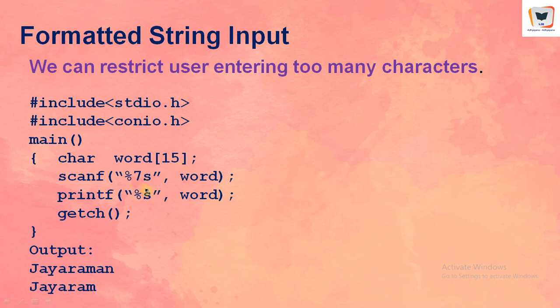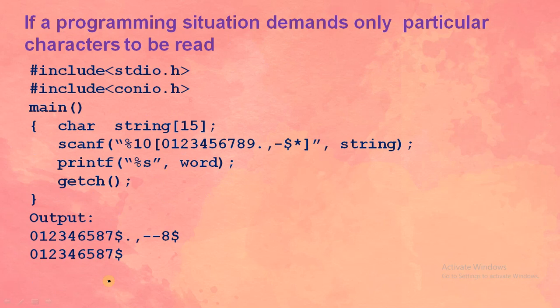If such is the situation, then it is pertinent to place 7 over here, and whatever the number that we want to restrict. If the user tries to enter more than 7 characters, it does not take. So scanf %7s word, printf %s word. Here in the output, I have entered Jayaraman, and it will take only up to Jayaram. The remaining letters are just ignored because they are beyond 7 characters.